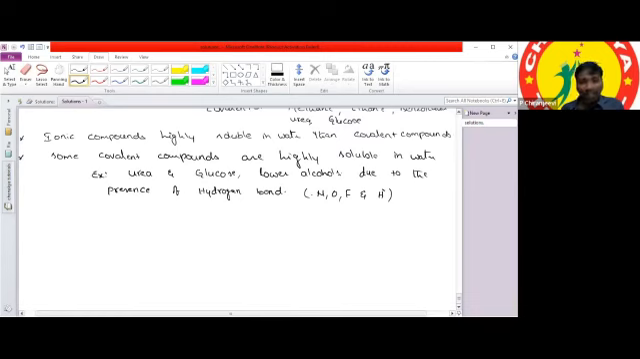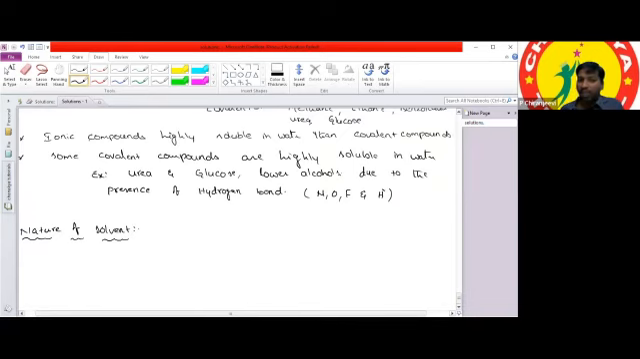Next, the next factor we are seeing is the nature of the solvent. Can you tell me, we have two different types of solvents? Any one of you? We can call them polar solvents and non-polar solvents. Polar solvents include polar protic solvents and polar aprotic solvents, and we also have non-polar solvents.